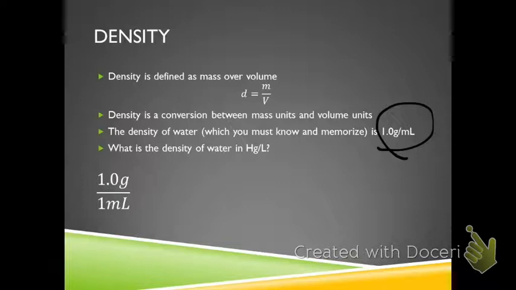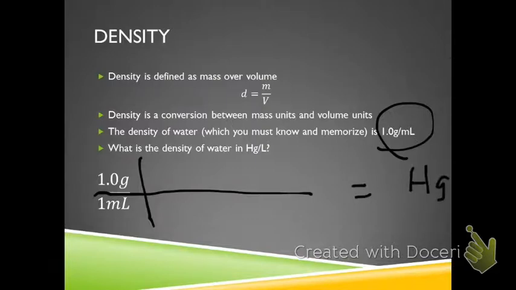So what's the density of water in hectograms per liter? Well, if I ask you a question such as that, it is a dimensional analysis question. You're going to convert. Notice, in the end, I want hectograms on the top and liters on the bottom. As of right now, I have grams on the top and milliliters on the bottom. It's a double conversion. I got to convert grams to hectograms, and I got to convert milliliters to liters. Where you start does not matter.